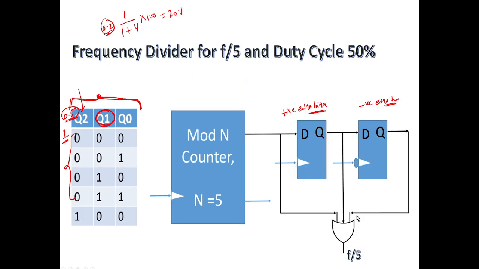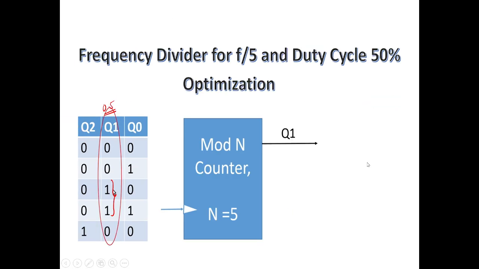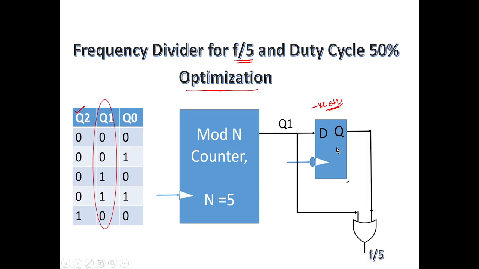When I am considering Q2, I am using two flip flops: one is a positive edge trigger D flip flop and the other is a negative edge trigger D flip flop. If you consider Q1, you can use only one flip flop, so that I can decrease the circuit complexity. I can optimize my design. So this is the F by 5 circuit.